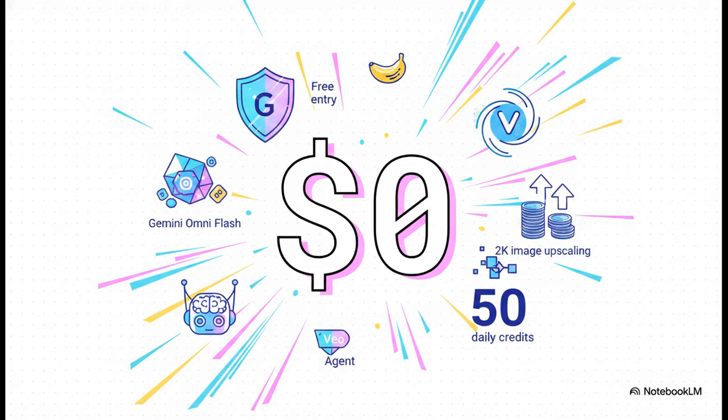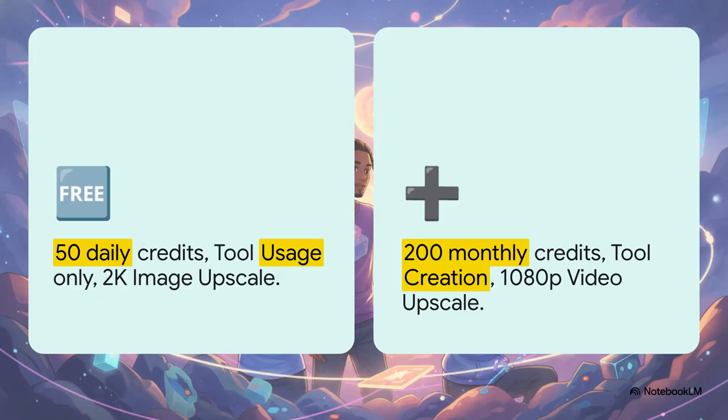Without spending a single dime, you get 50 daily credits, plus access to the heavy-hitting models Gemini Omni Flash, Nano Banana Pro, and VO 3.1. You even get the Intelligent Agent and 2K image upscaling. It is a seriously robust starting point for anyone. So the crucial point is understanding the difference between that free tier and the very first paid tier.